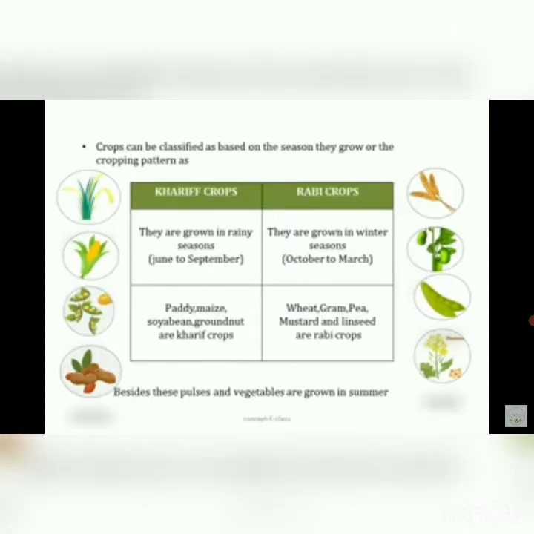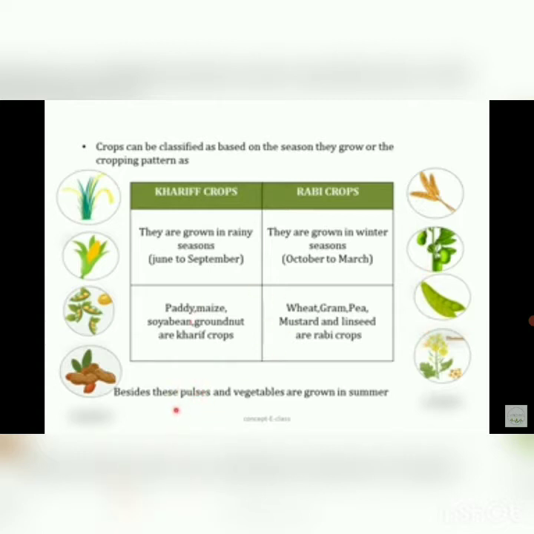Crops can be classified based on the seasons they grow, or the cropping pattern, as kharif crops and rabi crops. Kharif crops are grown in the rainy season, in the months of June to September, and rabi crops are grown in the winter season, in the months of October to March. Examples of kharif crops are paddy, which is rice, maize, which is corn, soybean and groundnut. Rabi crops are wheat, gram, pea, mustard and linseed.